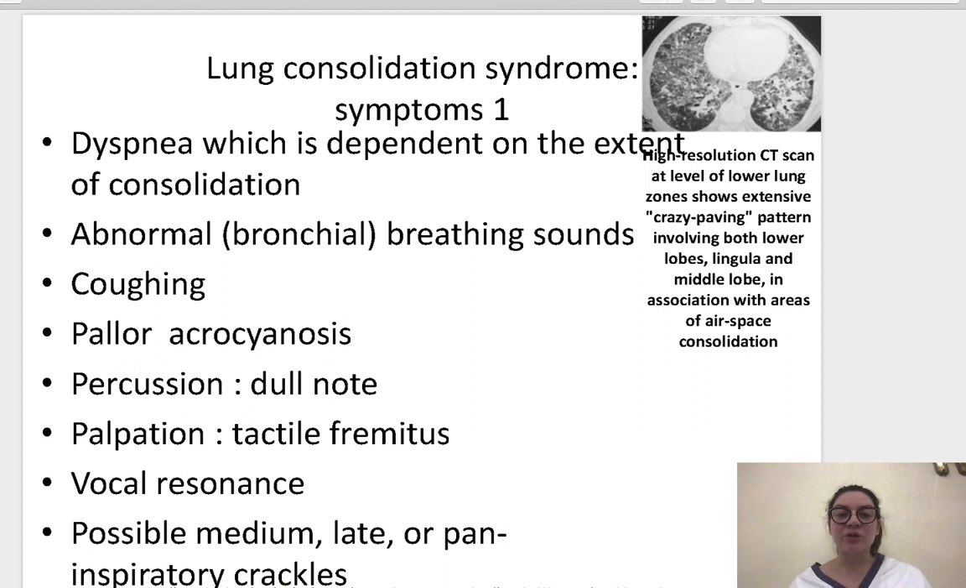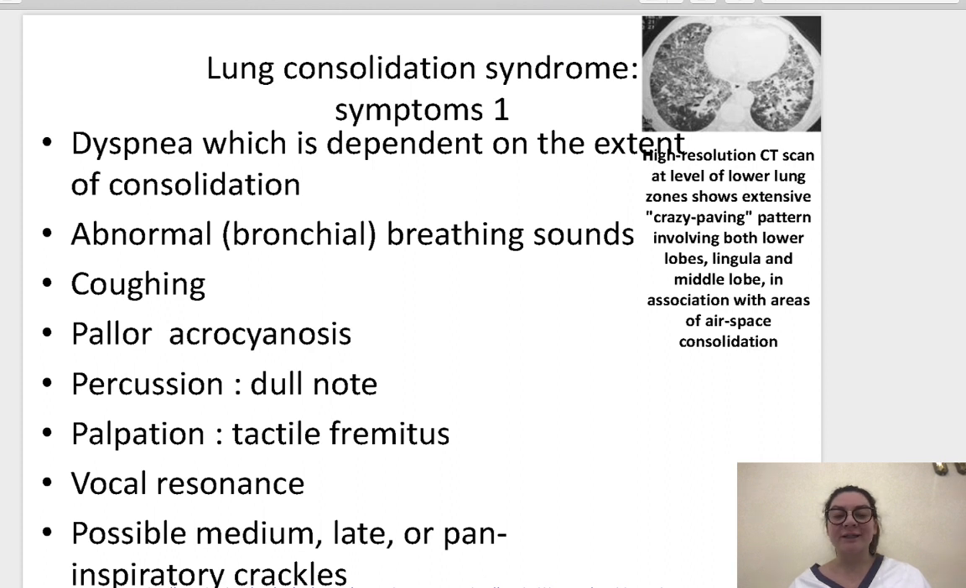Symptoms of lung consolidation syndrome. The first symptom, and the most often, is dyspnea, which depends on the extent of consolidation. It can be abnormal or bronchial breathing sound when you auscultate this patient. It can be coughing. It can be pallor or acrocyanosis.